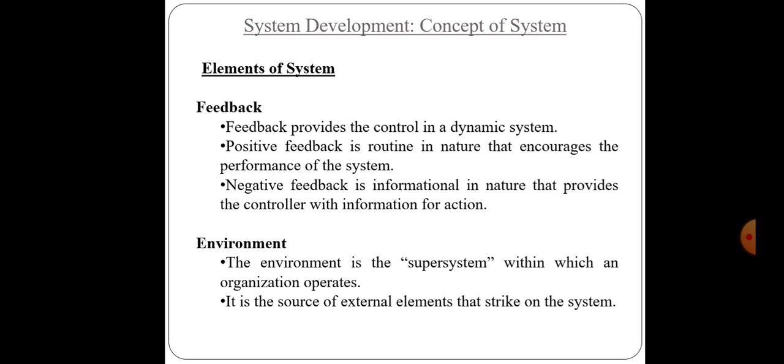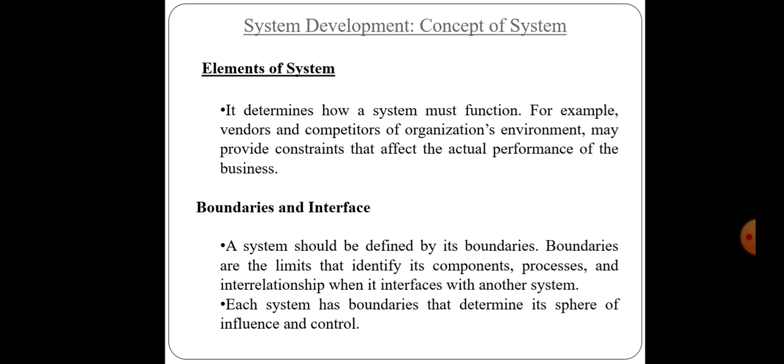Environment basically is the super system within which the organization works or operates. Any organization cannot work in isolation. So it works within a bigger environment with which it regularly interacts, taking the input or giving the output. So it is the source of external elements that strike on the system. Now, the environment determines how the system must function. For example, the vendors and competitors in the organization's environment may provide constraints that affect the actual performance of the business.